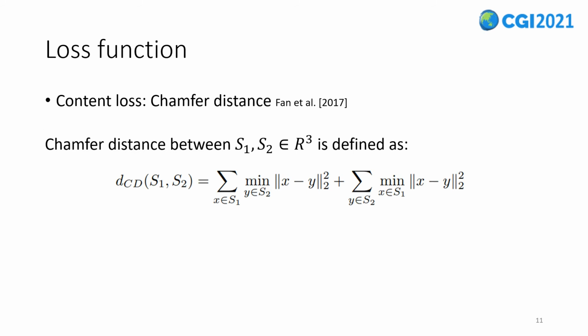Chamfer distance is a commonly used distance metric between point sets. For each point, the algorithm of chamfer distance finds the nearest neighbor in the other set and sums the squared distances up. Although simple, chamfer distance produces reasonably high-quality results in practice.